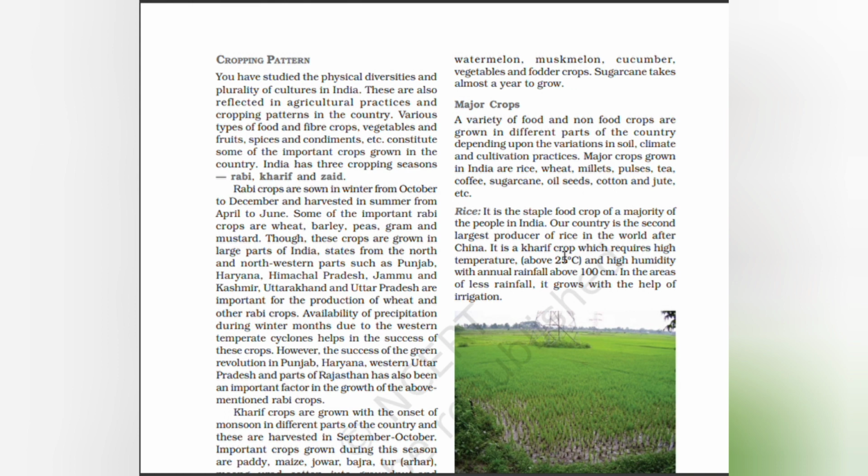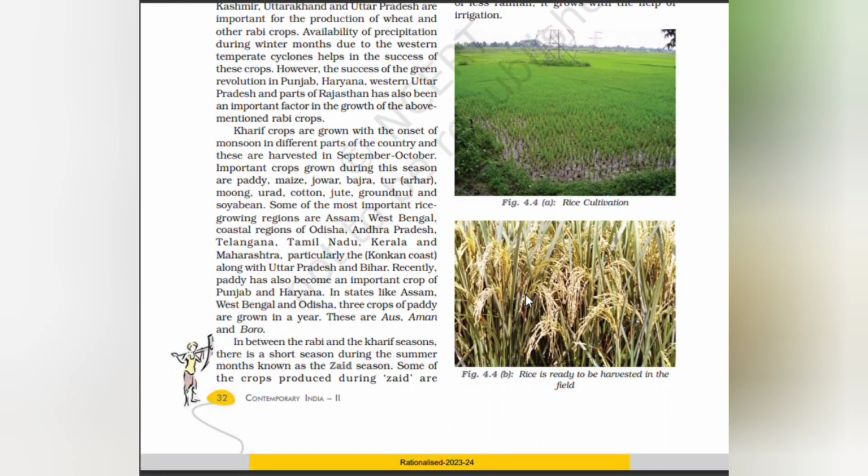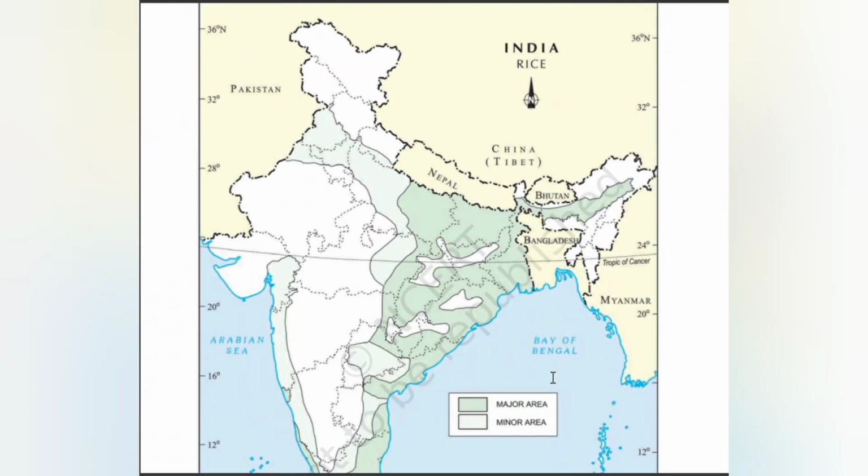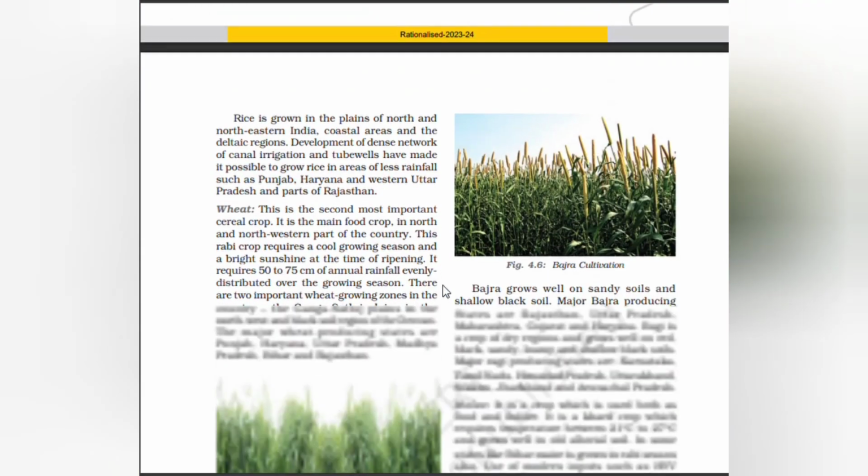It is a kharif crop which requires high temperature and high humidity with annual rainfall above 100 centimeter. In the areas of less rainfall, it grows with the help of irrigation. Here is the rice cultivation. It is ready to be harvested in the field. India rice that is shown here, major area and minor area.